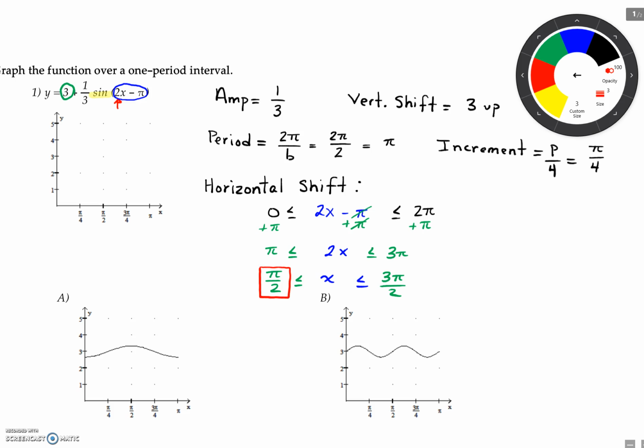That means instead of starting at 0, remember the original graph, when there's no shifting going on, starts at 0. But now we're going to start at pi over 2. So we're actually going to shift pi over 2 to the right. And again, instead of ending at 2 pi, that was the original ending point, we're now going to end at 3 pi over 2. So this right here is the end. And so we have everything that we need to put this graph together. And that's what I'm going to do next.